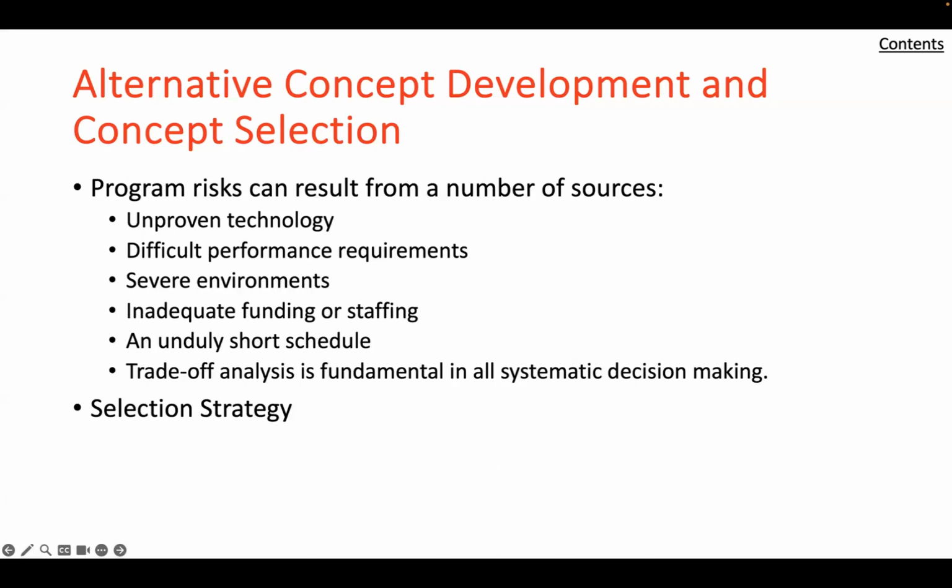For the purposes of what we're going to talk about in this lecture and the related chapter, the following are examples of conditions that may result in a significant probability of program failure. A leading edge unproven technology is to be applied. A major increase in performance is required. A major decrease in cost is required for the same performance. A significantly more severe operating environment is postulated, and an unduly short development schedule is proposed.